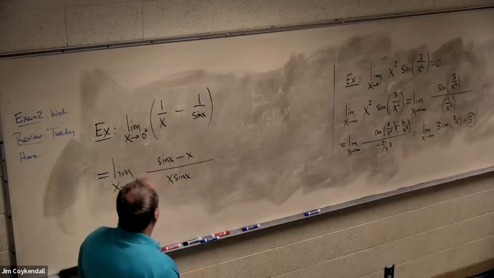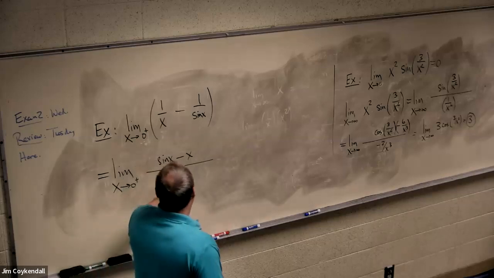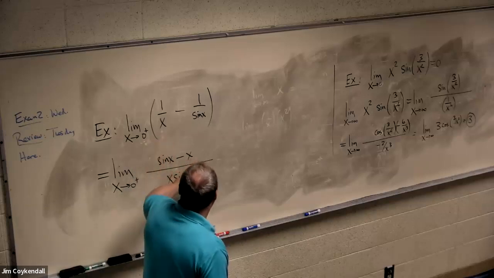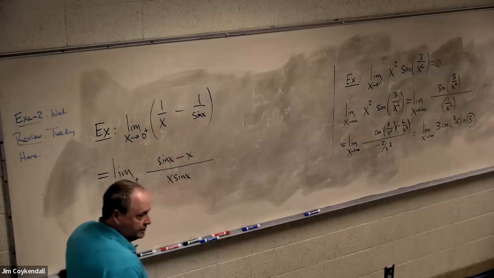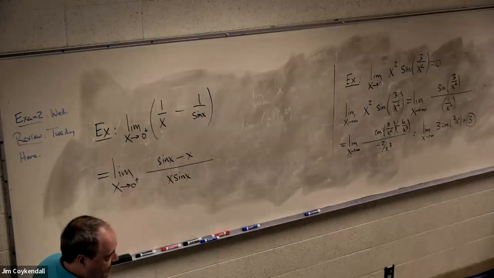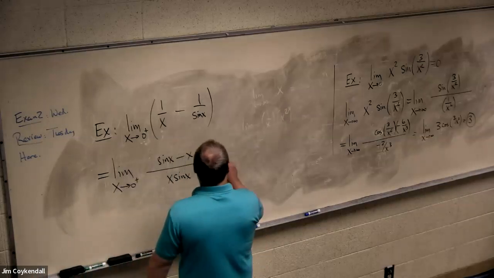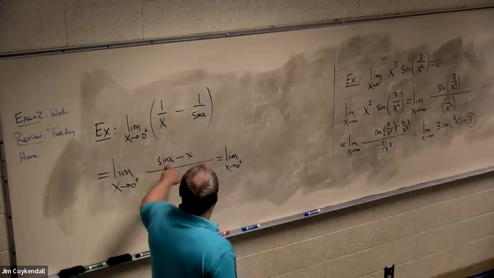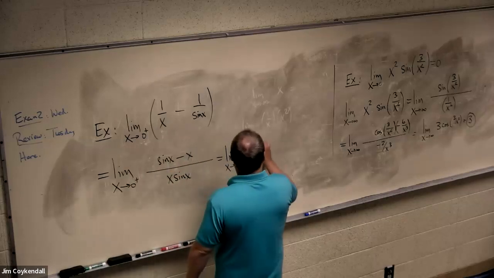There we go. Algebra is now your friend. Notice the first piece is sine x over x sine x. The second piece is minus x over x sine x. If I plug in, I get 0 over 0, so try L'Hopital's rule.